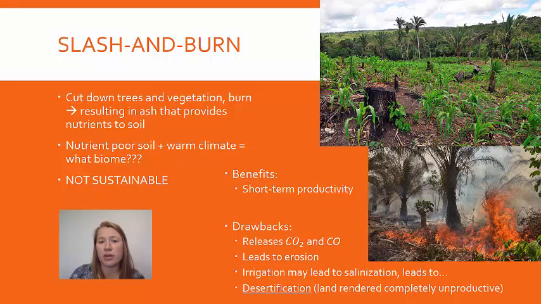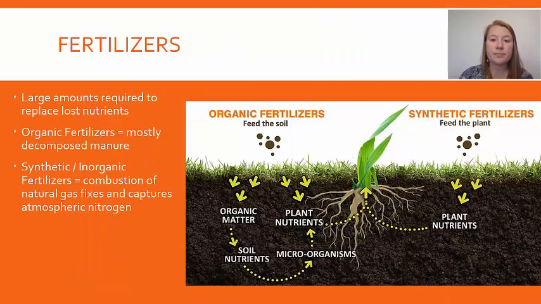Also, that process of burning is going to release carbon dioxide and carbon monoxide into the atmosphere. We're going to see erosion from this disturbed soil. And these particular areas tend to have a bit of irrigation issues where you're adding water to the surface of the soil. That irrigation can lead to salinization, which can then lead to desertification. So when you have desertified land, that means the land is no longer able to be productive for growing crops.